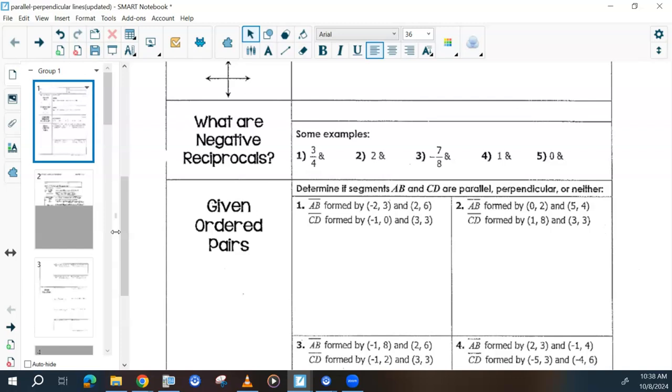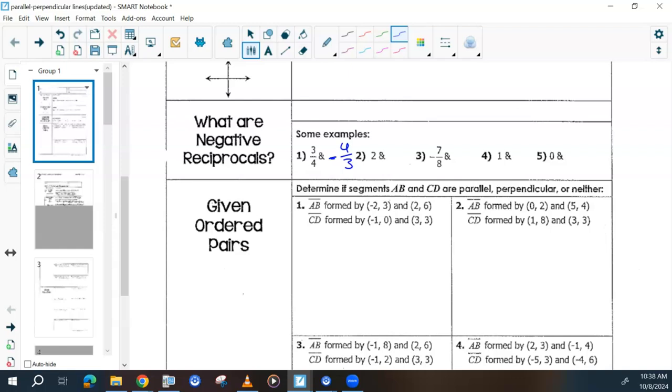At a flipped version of this and the signs change. For this first one, I'm going to flip it. So instead of 3/4, it would be 4/3. And this was positive, so I'm going to make this one negative.